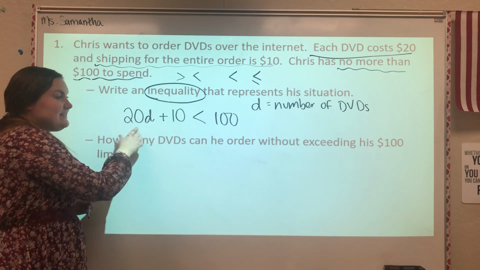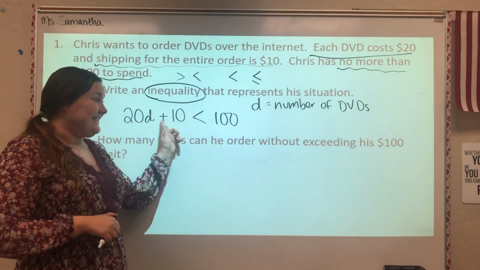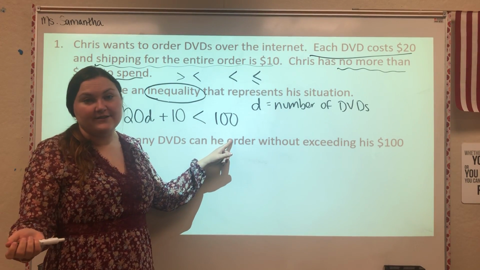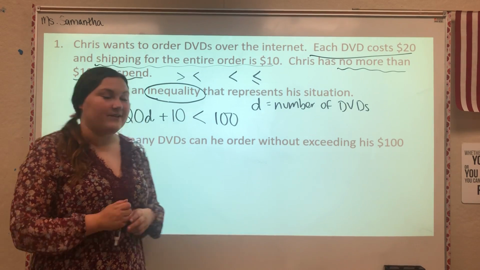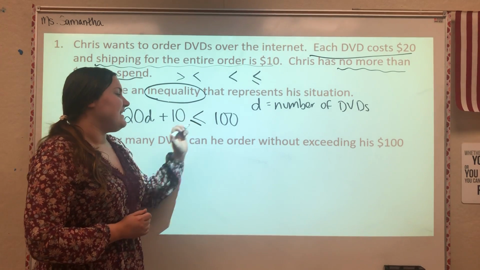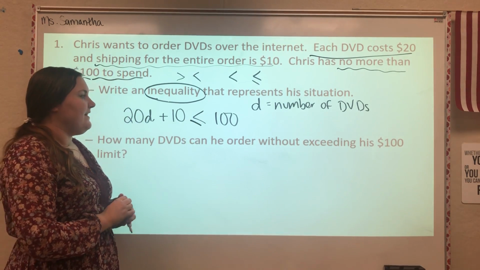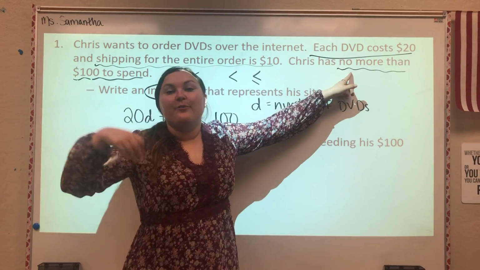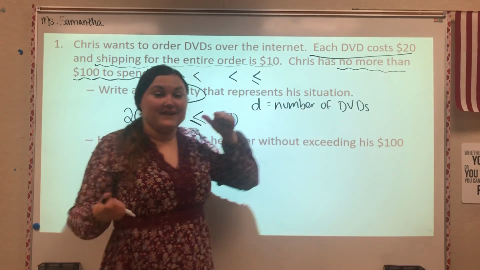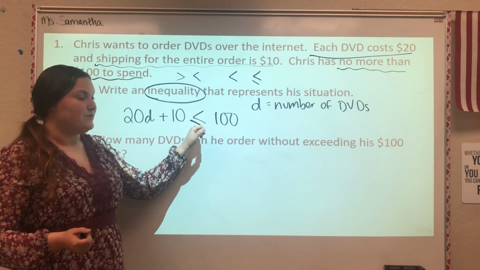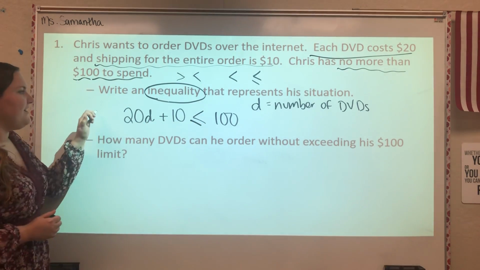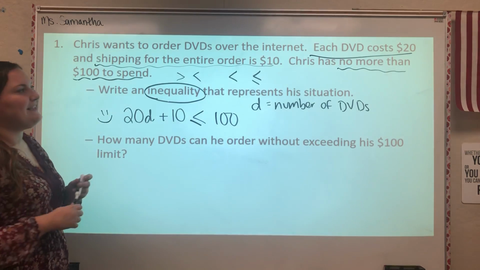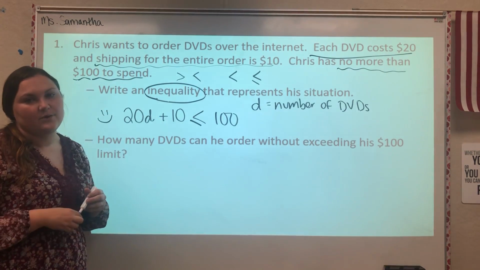This is the money he's spending. The money he's spending can be less than $100. He could also spend all his money. He could spend equal to $100. So we want to use less than or equal to. If he can spend no more than $100, that means he can spend $100, which is the or equal to part, or he can spend less than that. So this right here would be our first part. That would be the inequality that represents this story.